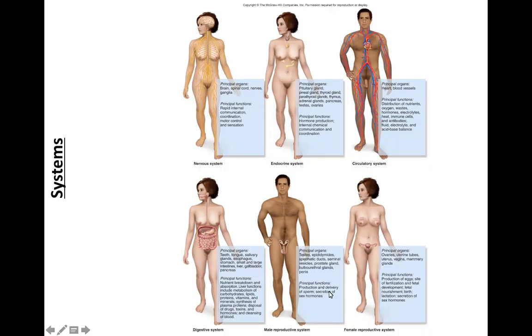Male reproductive system mainly consists of testis, epididymis, prostate, seminal vesicles, and similar kinds of organs. Main function is production of sperm and secretion of sex hormones. Similarly, female reproductive system consists of ovaries, uterine tubes, uterus, vagina, and the main function is production of eggs, fetal nourishment, fetal development, and secretion of sex hormones.